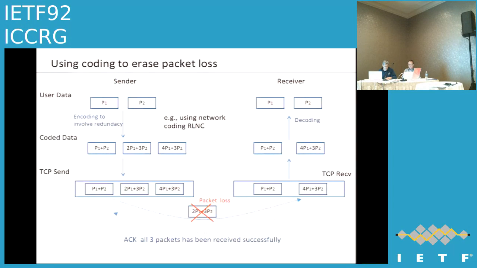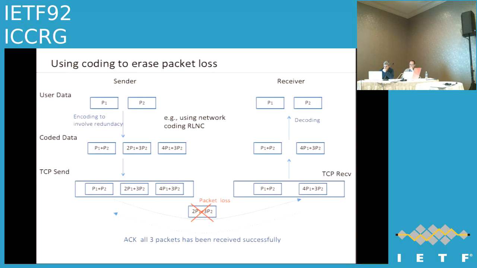So we consider using coding with TCP to improve its throughput in wireless networks, in order to recover from packet loss. This is just an example of the coding. In the user layer, we have packet 1 and packet 2 to send. In the coding layer, we combine the two packets using coding algorithms. One of the algorithms we use here is network coding. We generate 3 coded packets by involving redundancy, and then send all these coded packets to the standard TCP stack.